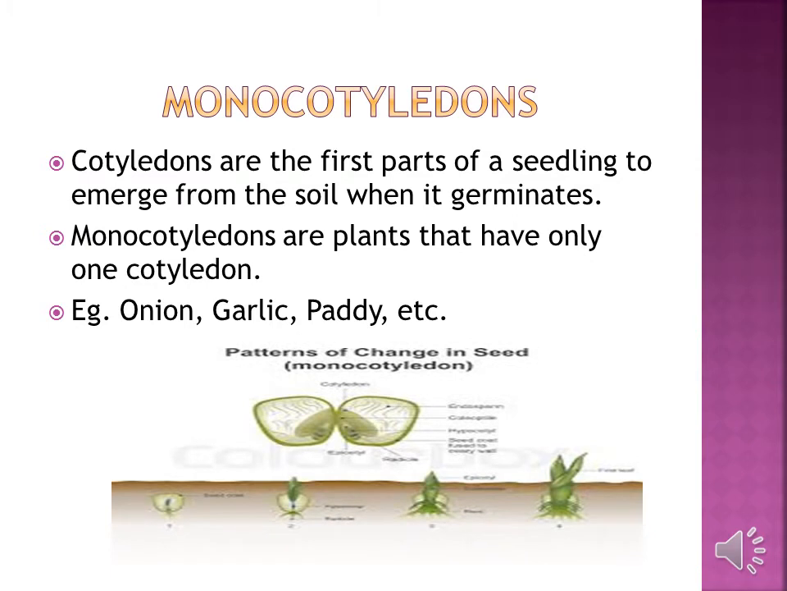Based on the number of cotyledons, angiosperms are broadly divided into two groups, monocotyledons and dicotyledons. The first one is monocotyledons. What is monocotyledons? Cotyledons are a significant part of the embryo found in a seed. They are the first part of a seedling to emerge from the soil when it germinates. Monocotyledons are plants that have only one cotyledon.